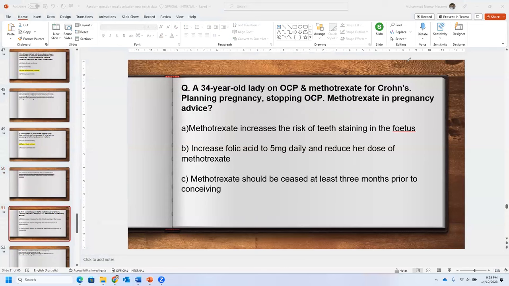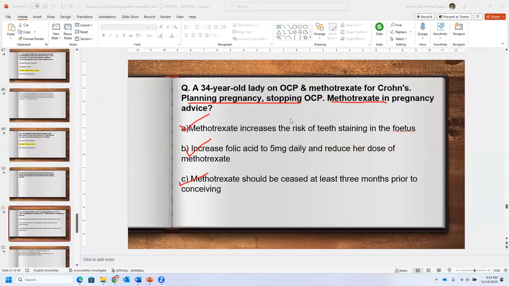A 34-year-old lady on oral contraceptive pills and methotrexate for Crohn's disease is planning pregnancy and stopping oral contraceptive pills. What is the advice regarding the methotrexate in pregnancy? Increase the risk of teeth staining in the fetus? Increase folic acid to 5 milligrams and reduce her dose of methotrexate, or it should be ceased at least 3 months before the conception.